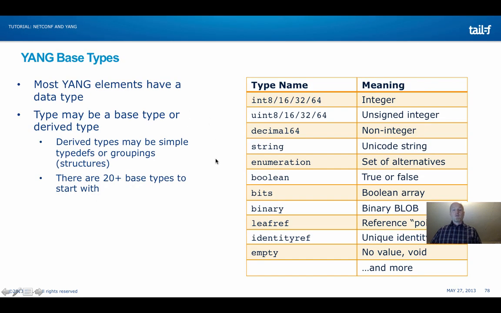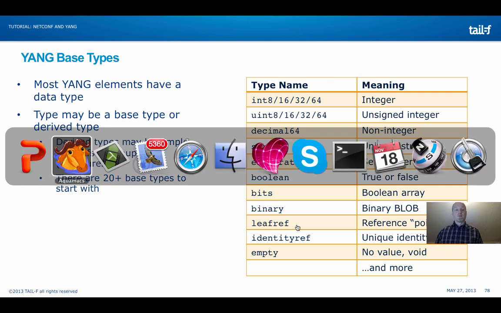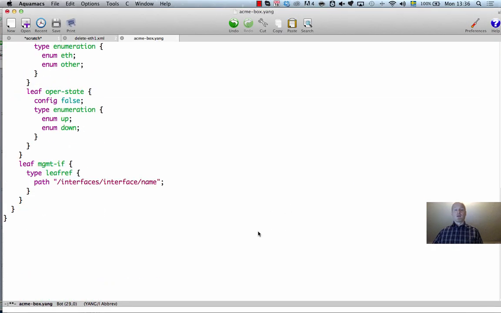There are a lot of useful base data types, which you see here to the right. So we have integers of different sizes, unsigned integers. You have floats, so decimals, strings, Unicode strings, enumerated, booleans, bits, binary blob, leafref, a very interesting type. We have been using that already in our small example here. We will come back to it later on, but it's so useful, so let's repeat it.